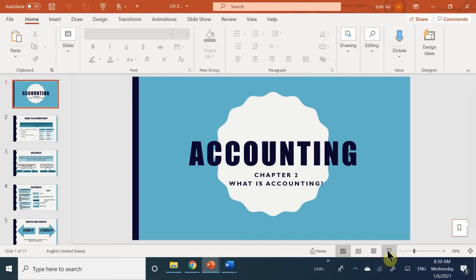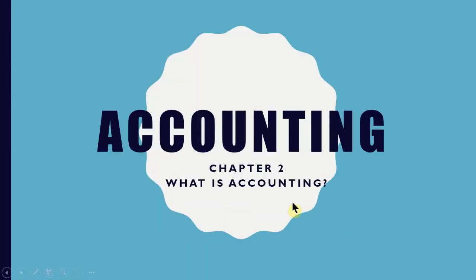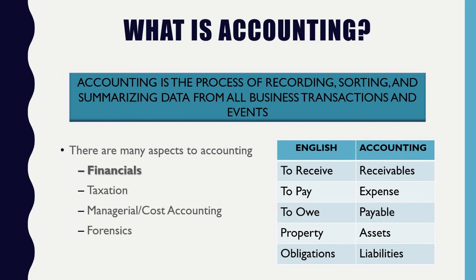So let's go ahead and dive straight into chapter 2. What is accounting? Well, it's pretty straightforward. We talked briefly about the definition of accounting yesterday. It is basically the systematic process of recording, analyzing, summarizing, and interpreting data, especially for all business transactions and events.